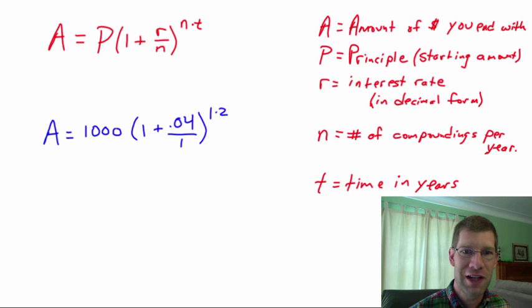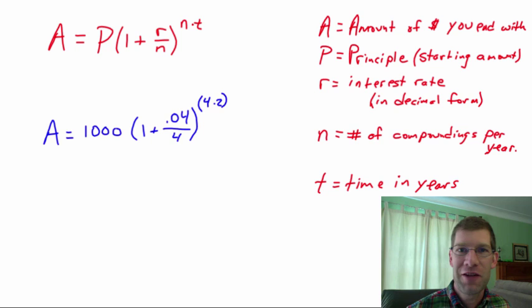If you wanted to see what that would be if we were doing this quarterly, like a normal savings account, the only difference would be, it's still 1 plus 0.04, but now we'd have to divide by 4, because you're getting interest 4 times a year, and then 4 times 2 in the exponent. And you come up with, instead of $1,081.60, $1,082.86, so an extra $1.26. Doesn't seem like much, but over time it adds up, especially if you have a higher return than the 4%.